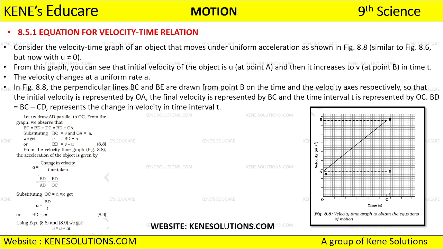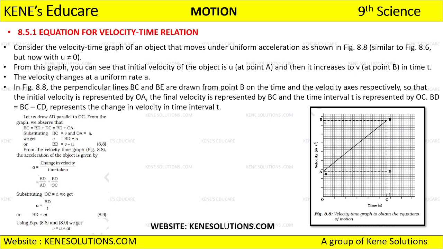From this graph, you can see that the initial velocity of the object, u, at point A, increases to v at point B, and that it covers in time t. So the velocity is changing at a uniform rate, right? It's a linear graph that we have got, so we can say that it's moving at a uniform rate.